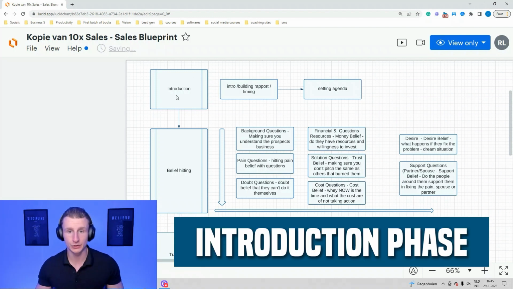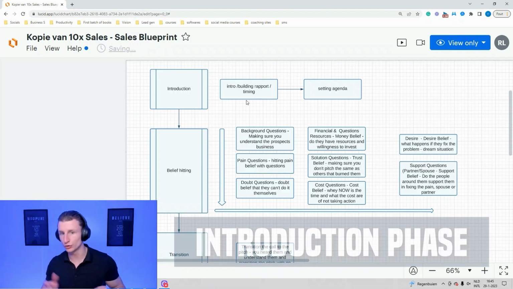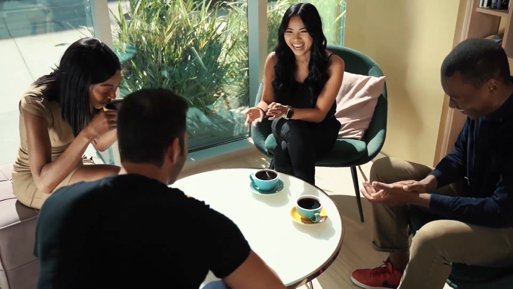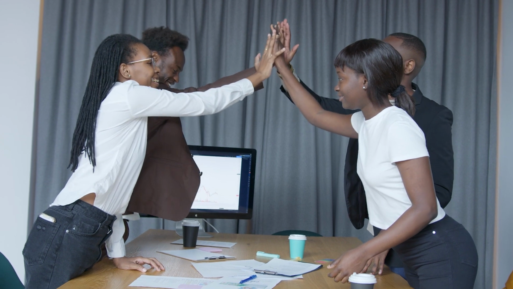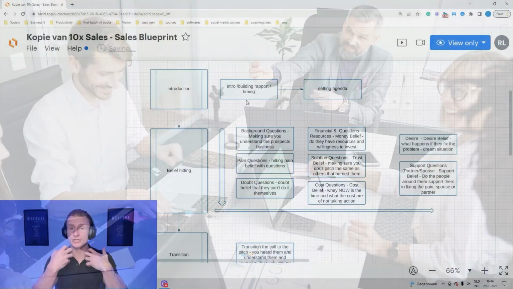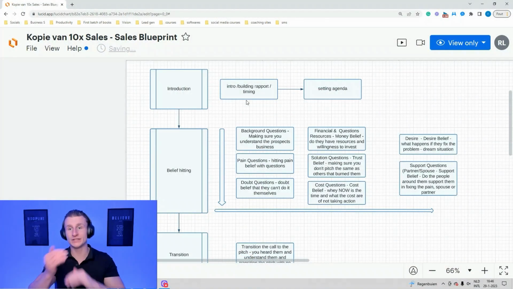First of all, we have the introduction, and this is just a quick 30 seconds to 1 minute conversation where you build a little bit of rapport and where you set the agenda. Setting the agenda means that you're setting a frame so that the other person knows that you're going to ask them questions in order to figure out, first of all, if you can actually help the person and if their current situation and future situation matches with what you can offer, and also to hit certain beliefs in order to convert them at the end of the call. So when we set the proper frame so that they know, hey, we are going to ask a few questions to see if we're a match, then we go to the belief hitting phase.